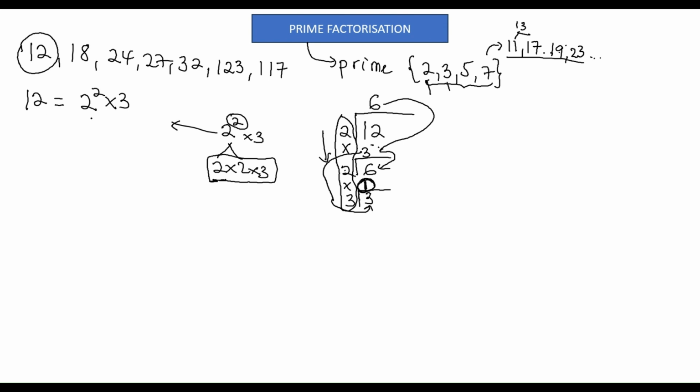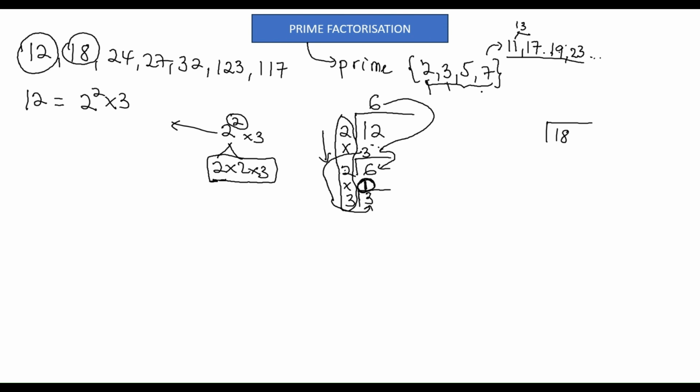Don't worry if you don't get it now. We'll use another example. The next example is 18. So we have to find the prime factorization of the number 18. Let's take 18. We do the division. We start with the prime numbers. Which prime number are we going to choose? We start from 2 going forward.